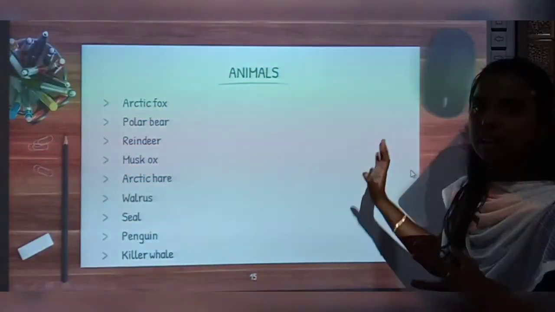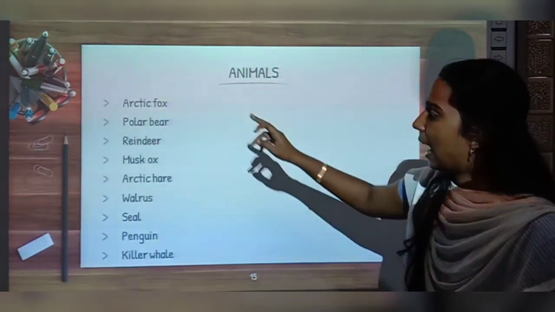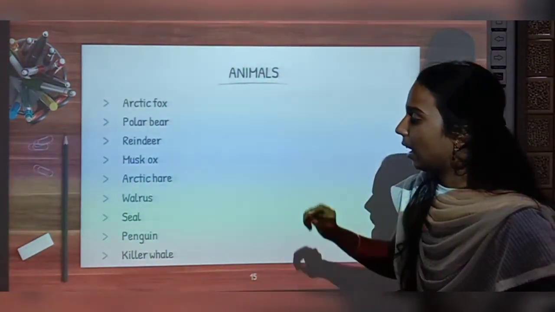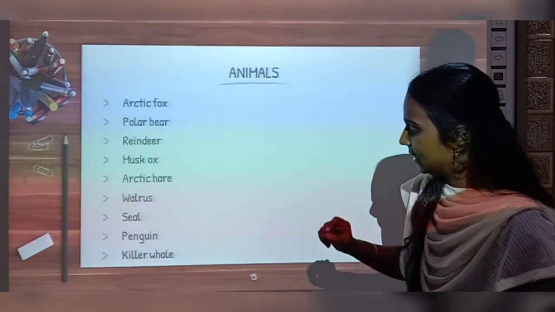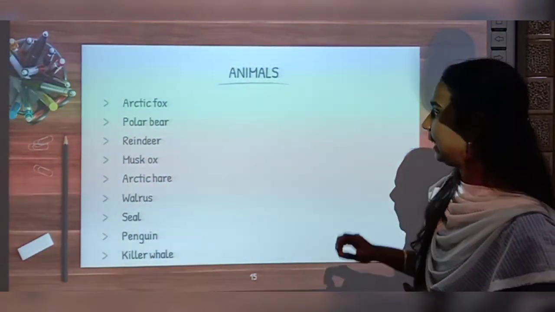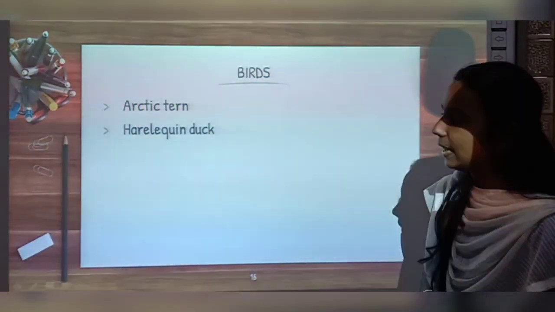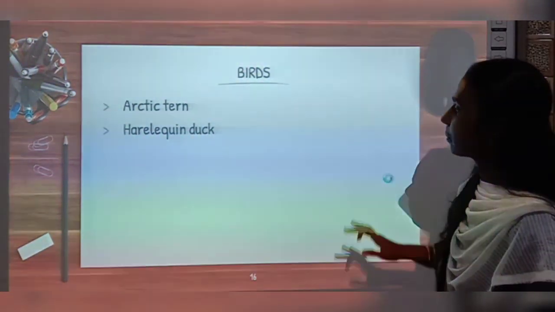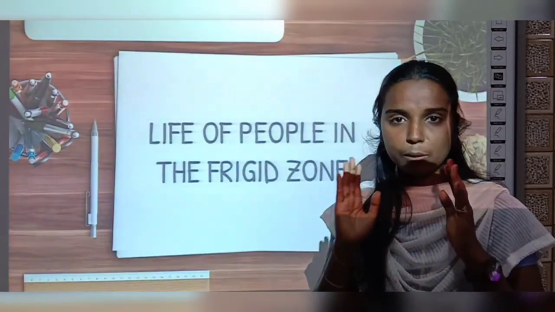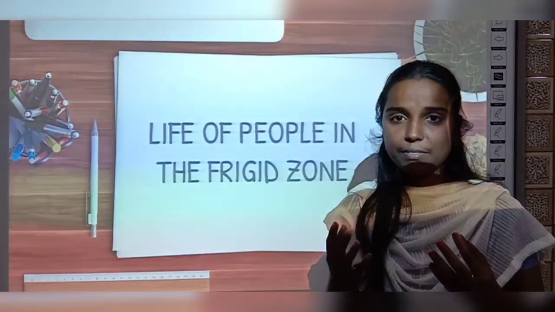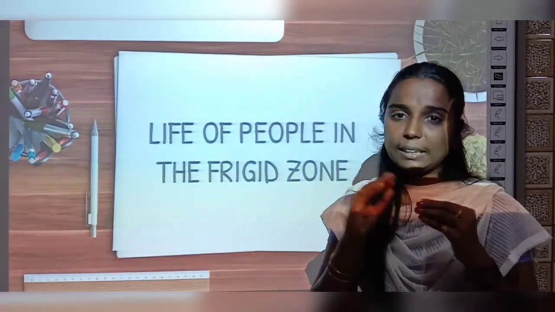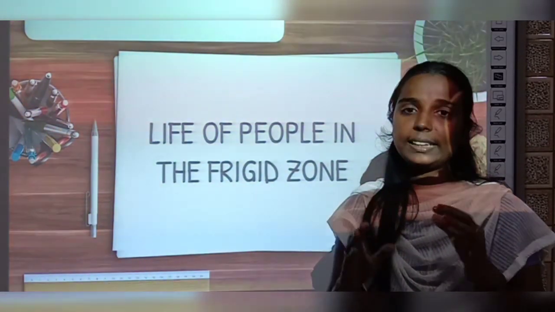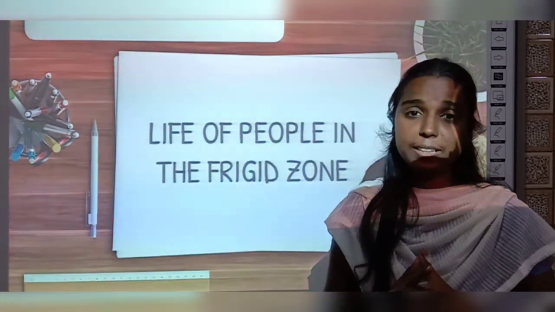Now say what are the animals we can see here? Arctic fox, polar bear, reindeer, musk ox, Arctic hare, walrus, seal, penguin and killer whale. And what are the birds we can see here? Arctic tern and harlequin duck. So these are the things about the wildlife in the frigid zone. We have seen what adaptations those animals have to live in that cool climate, and also what animals and birds we can see in the frigid zone, right?